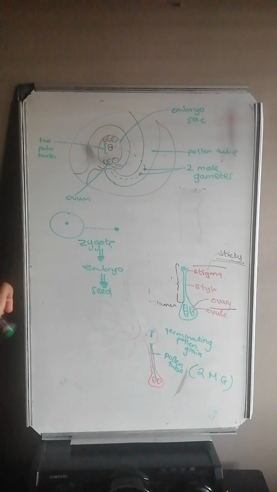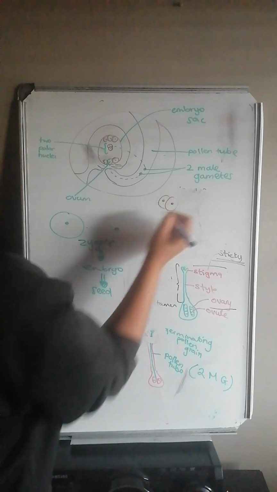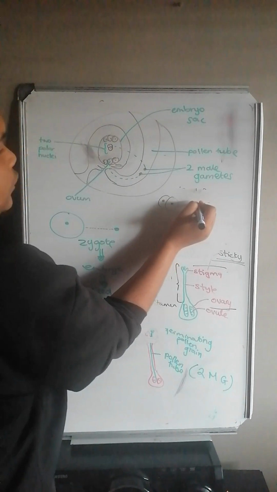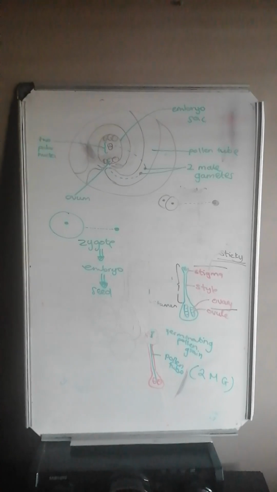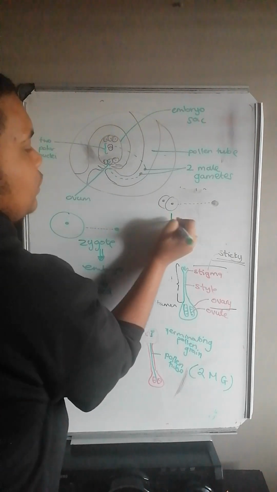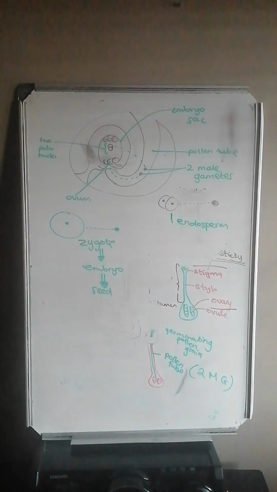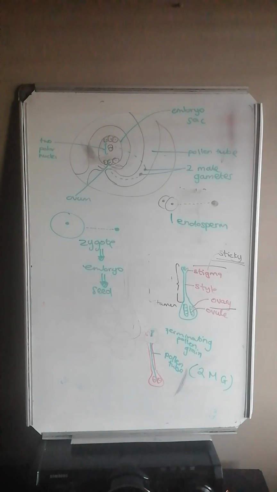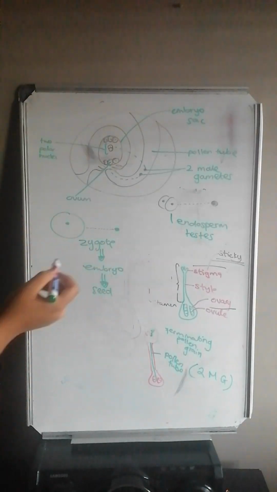Right? But then, the two polar nuclei will fuse together with that male gamete over there, and they will develop the covering of the seed. It will first become an endosperm. After they develop an endosperm, they develop something which is known as the tester, and that tester will then be the covering of the seed.